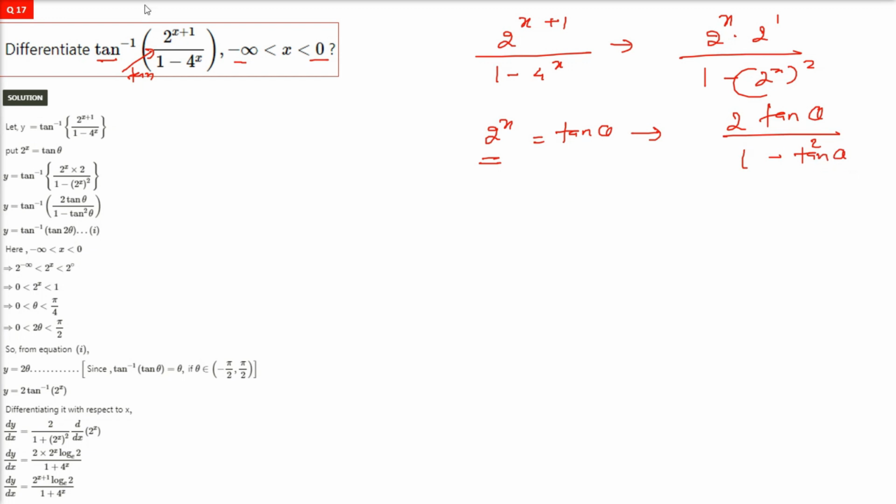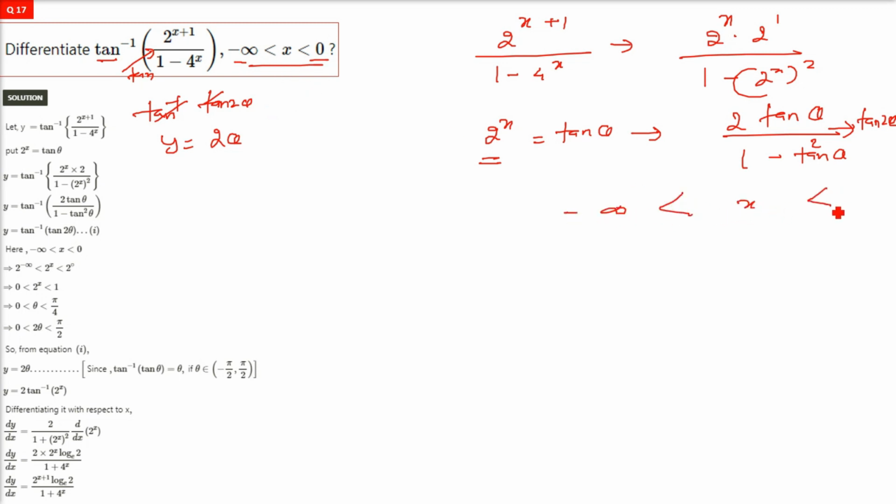2 tan theta by 1 minus tan square theta is tan inverse tan 2 theta. This is tan 2 theta which we have just found. So let us write it here, tan 2 theta. So if you want to cancel, 2 theta has to be differentiated. Theta is simply tan inverse 2 raised x. But whether it is in the range or not, that we have to check.